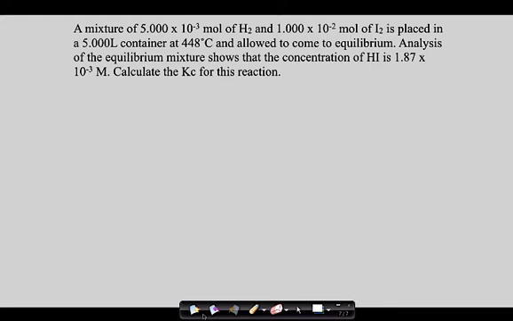You've got a mixture of 5 times 10 to the negative third moles of H2, 1 times 10 to the negative second moles of I2. Put it in a container, a 5-liter container at this temperature. Let it come to equilibrium. You analyze the final mixture. You see that in the equilibrium mixture, the HI has a molarity of this. Calculate Kc for the reaction.